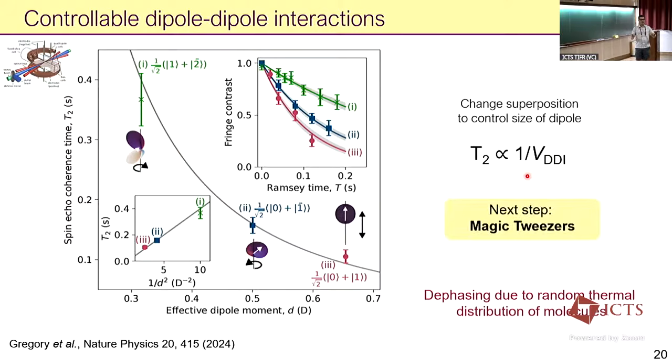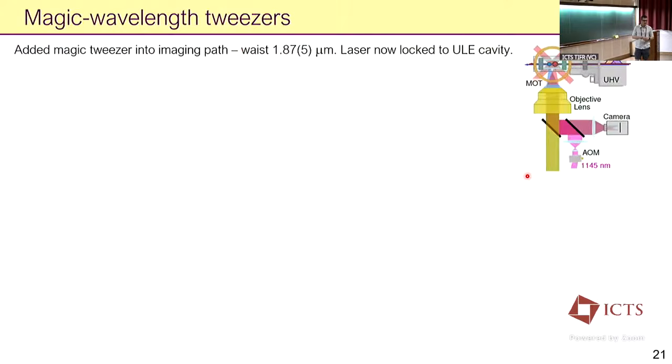The obvious question is, what happens if you go back to the tweezers? So we did that. It was a little bit of work because this lens was not designed for this wavelength, 1145 nanometers, and so we had to really cobble it in through the imaging path. And the upshot is we don't make very small tweezers. I mean, the foci are almost 2 microns for this wavelength.